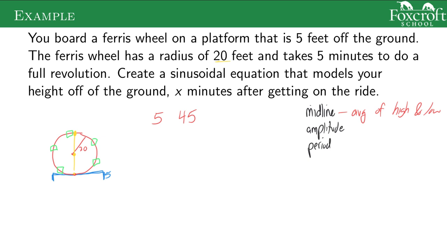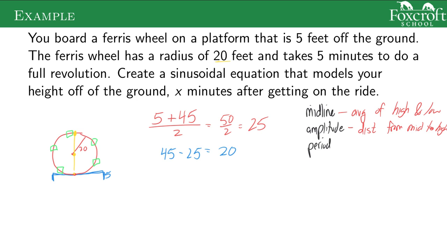And I want to average those two. To average things, you add them together and divide by 2. And I get 25. So the midline of whatever sinusoidal function I come up with is the average of the highest and lowest value, in this case, 25. The amplitude is the distance from the midline to the high. In this case, you would take the high value, 45, subtract the midline, and you get 20. So my amplitude is going to be 20.